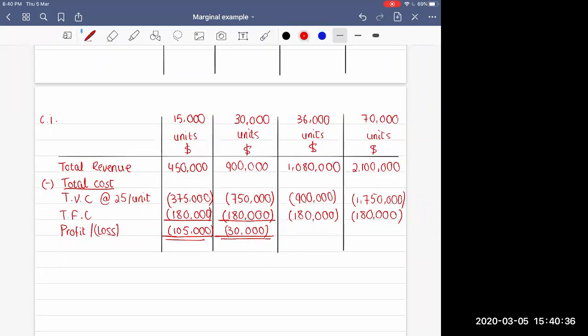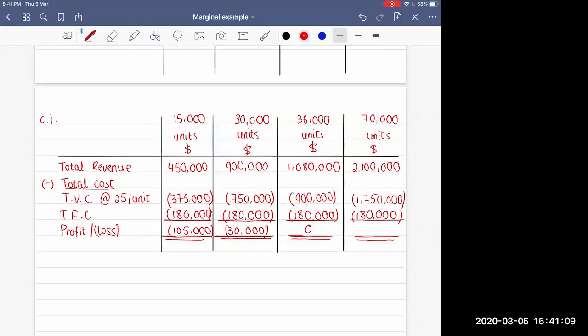And then, sir, at 36,000, it's 1080 minus 900 minus 180. So there is no profit, no loss. That is zero, which means that total revenue at 36,000 units, that is 1,080,000, is equal to our total cost, which is also 1,080,000. And total cost is 900,000 plus 180,000, that makes 1080. So at 36,000 units, the profit and loss is equal to zero.